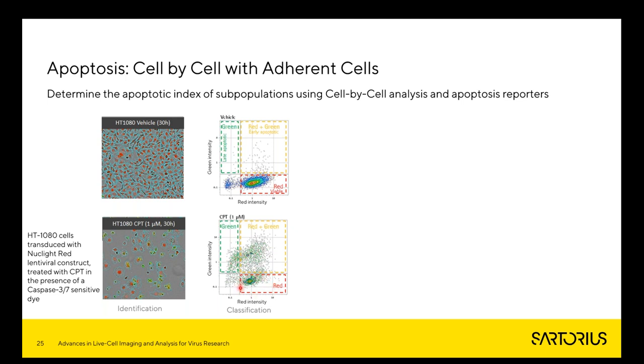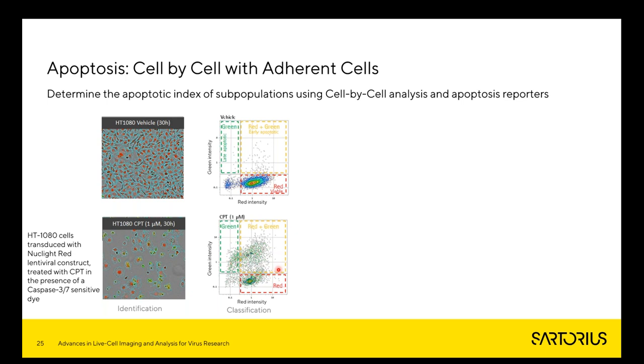We can see that, for example, at 30 hours post-treatment, the red viable population has significantly dropped, and there is an increase in this red plus green quadrant, which equals the cells that express RFP in the nucleus as well as caspase 3/7 green. And finally, when cells cease to express Nuclight Red and only show the caspase 3/7 signal, we have our late apoptotic population in the top left corner.